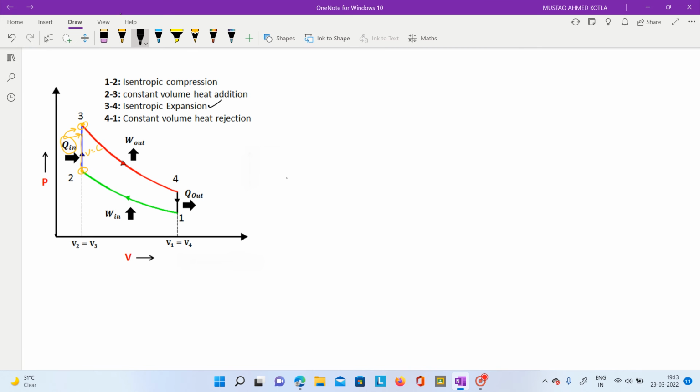How will we solve here? We already substituted in the 1 to 2 process. Same, PV^gamma equals constant. P3 V3^gamma equals constant. P3 V3^gamma equals P4 V4^gamma, which gives P3 by P4 equals (V4 by V3) whole power gamma, right? P3 by P4 equals (V4/V3)^gamma, okay.